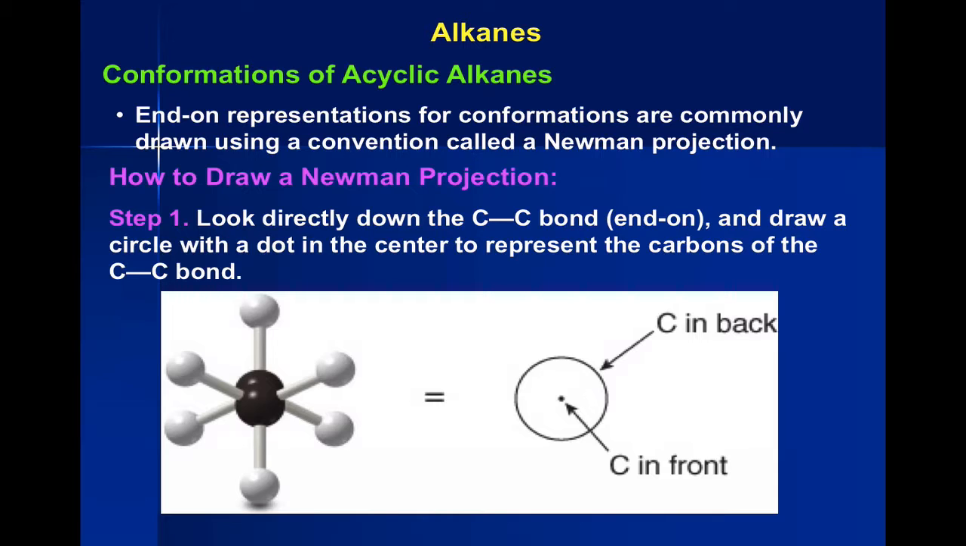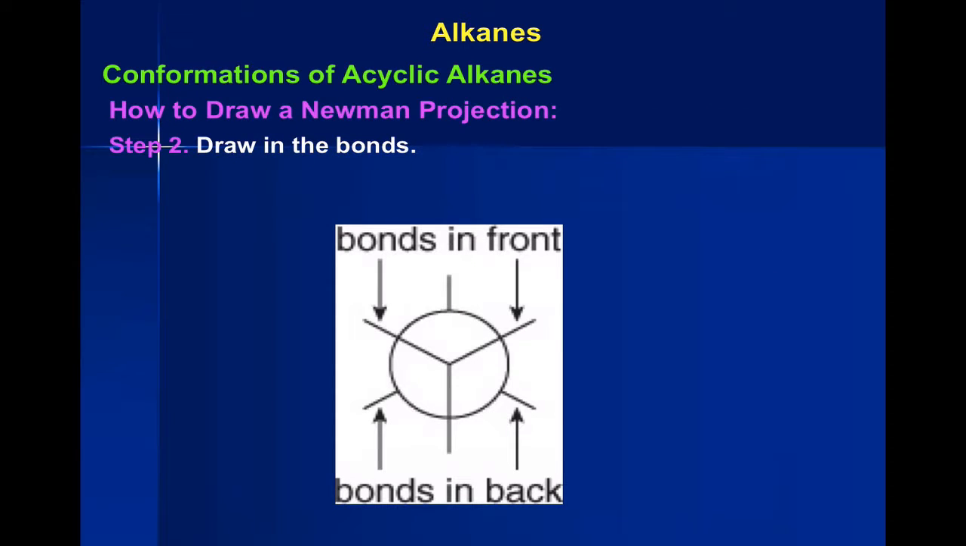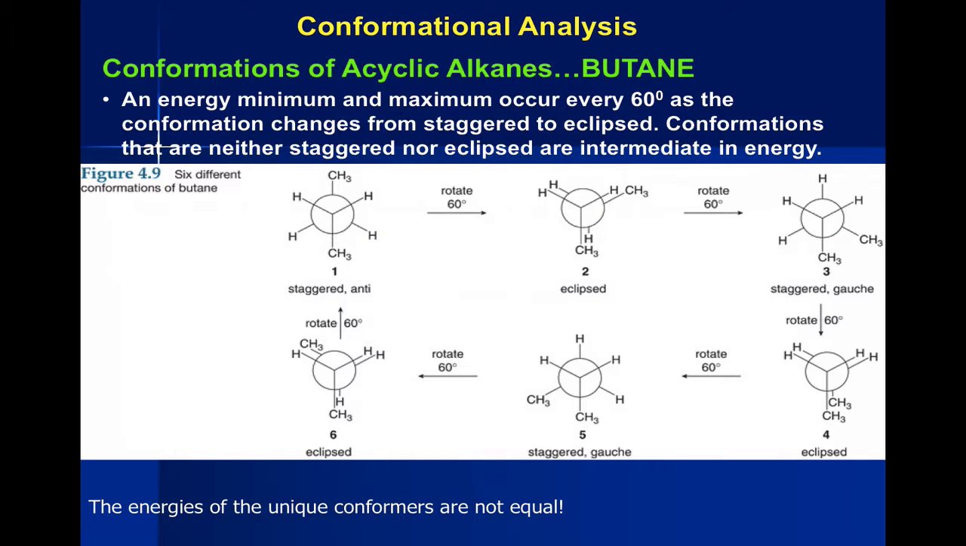We do not draw the bond between the 2 carbons because I can't see it in the Newman projection. I'm looking down it. All I can see are the 2 nuclei, or actually the front nucleus. So this works really well for carbon-carbon single bonds. And so you're going to draw in the bonds and then draw in what's attached to it.